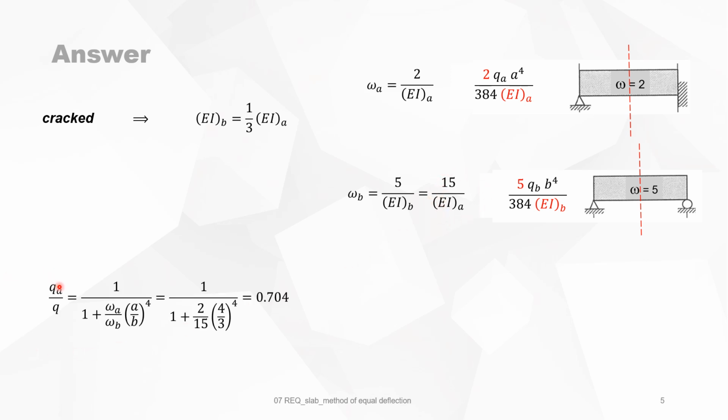Now we can plug it in our formula, and you see omega A is 2 and omega B is 15. So we have now a load transfer of 0.704. And if you multiply this by Q, which is 10 kilonewton per square meter, then you see that the load transfer in direction A is 7 kilonewton per square meter, and in direction B, 3 kilonewtons per square meter.